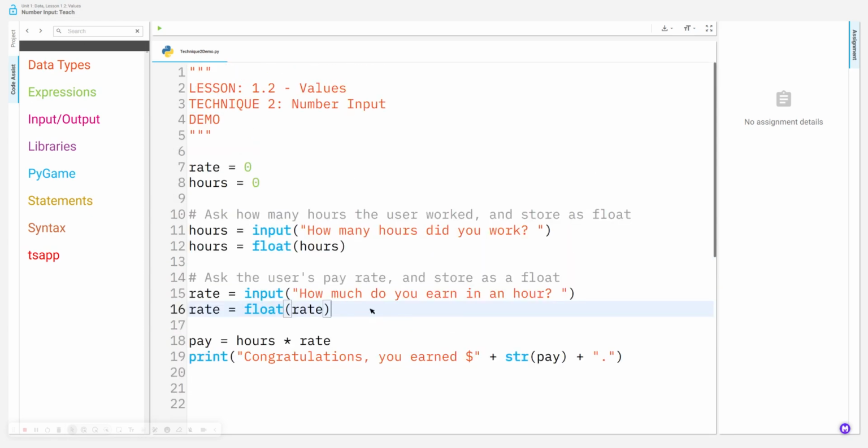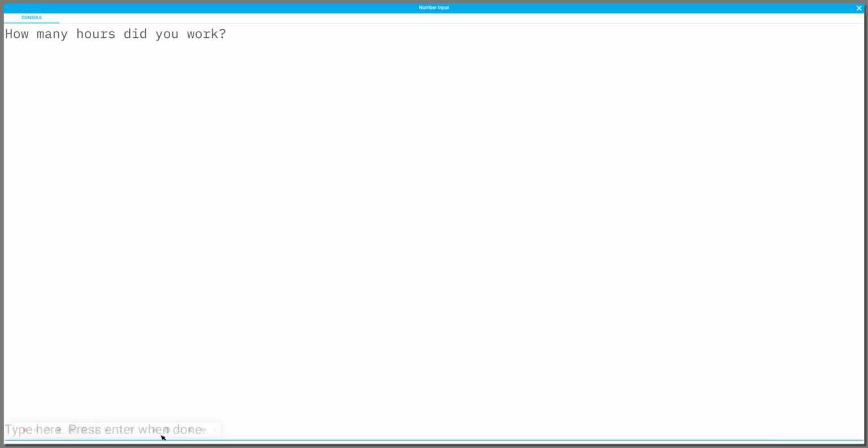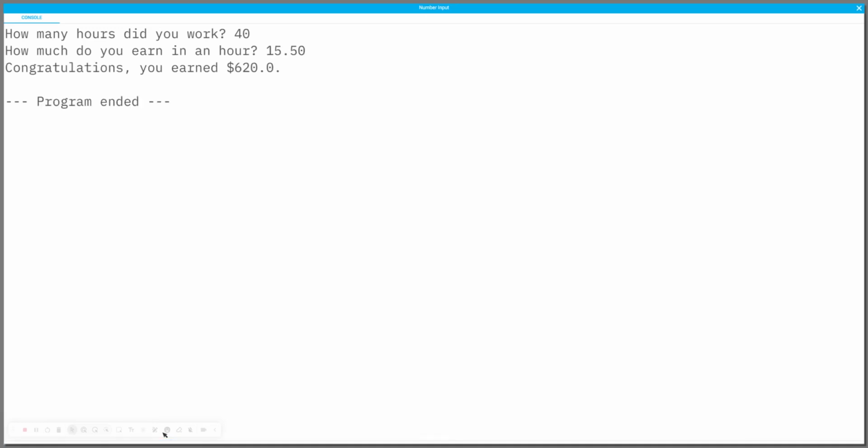The next thing we're going to do is run. So let's run this, see what we get. It says, how many hours did you work? Well, let's say 40 because that's a full-time job. And how much did you earn per hour? Let's say you earn $15.50. Okay, $15.50. By punching that in, it says congratulations, you earned $620.